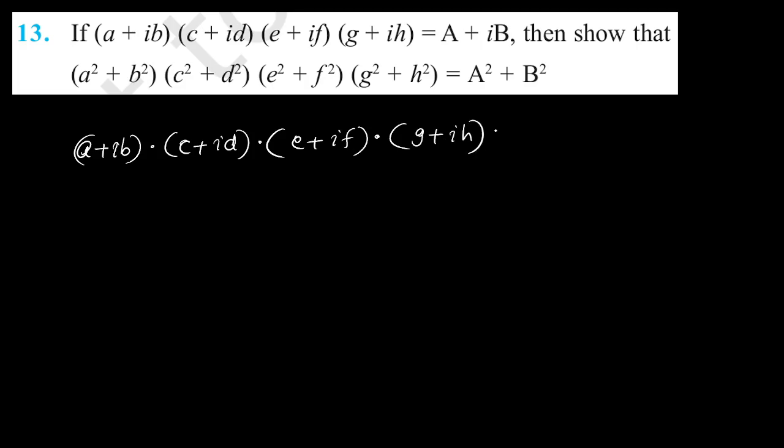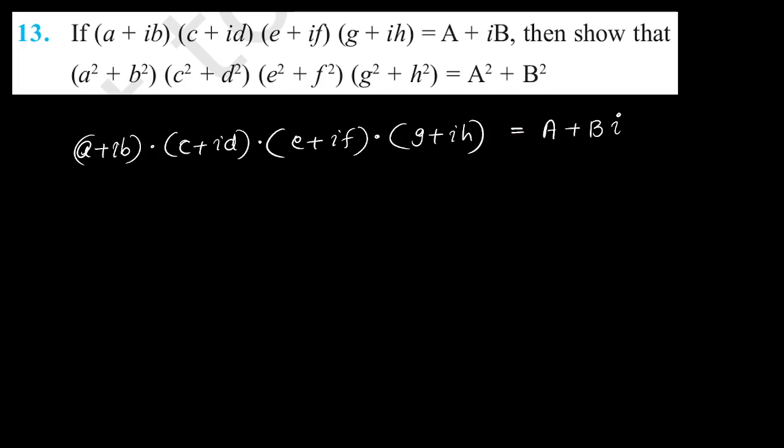I will tell you what is given to us. A plus ib, bi or ib same thing, right? Into c plus id into e plus if into g plus ih is equal to a plus bi. Given this, I want a square plus b square. We know that the modulus is required, because the modulus of this one is root of a square plus b square. So this is a question based on modulus.